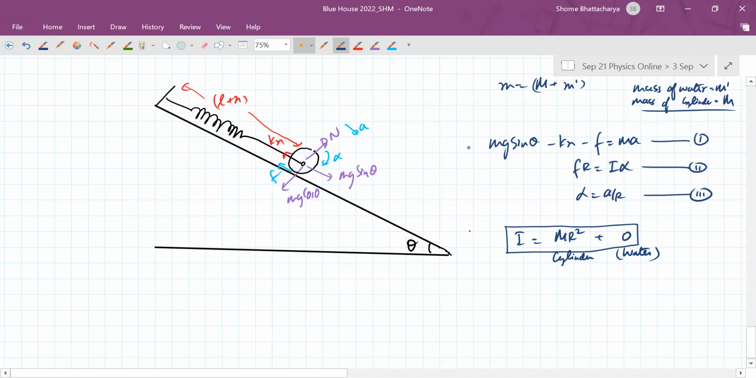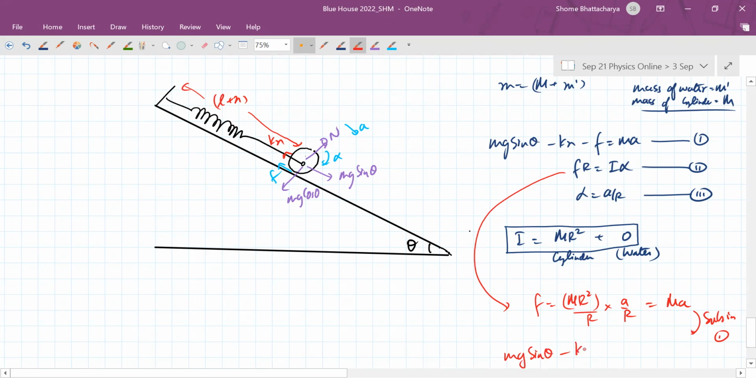So these equations, you can start by converting this equation. F will become capital M r square by r into a by r. So as you can see, it will become Ma, where capital M is the mass of the cylinder. So substitute this in equation 1. So you have mg sine theta minus kx is equal to M plus small m, which is actually capital M plus m prime, into a. This is your general equation.